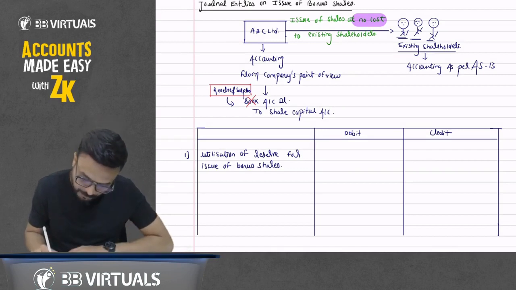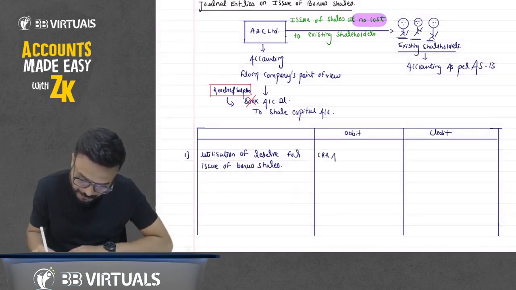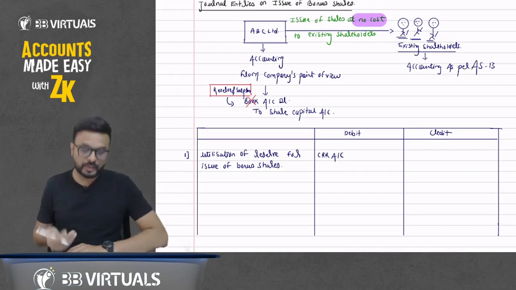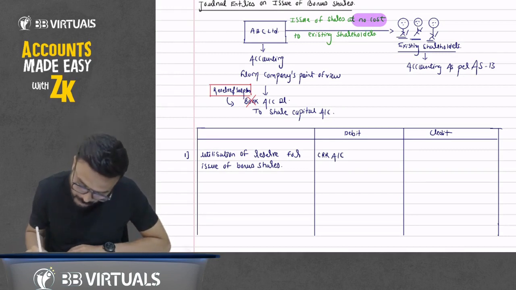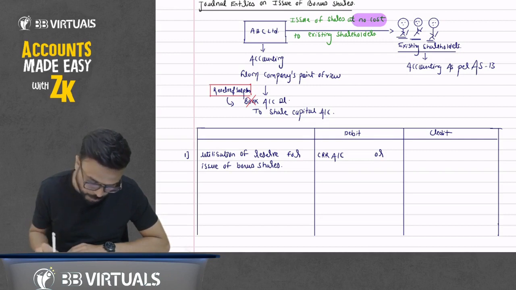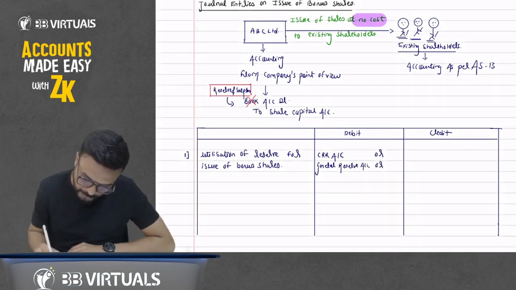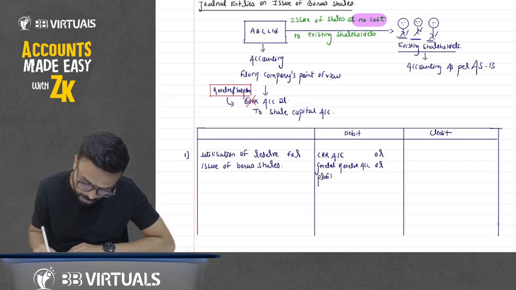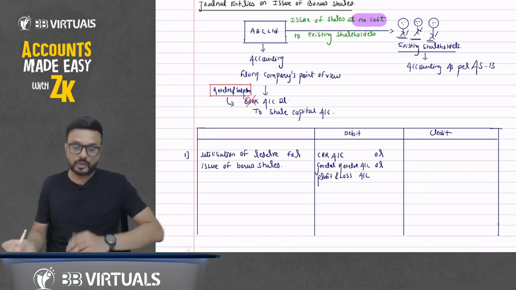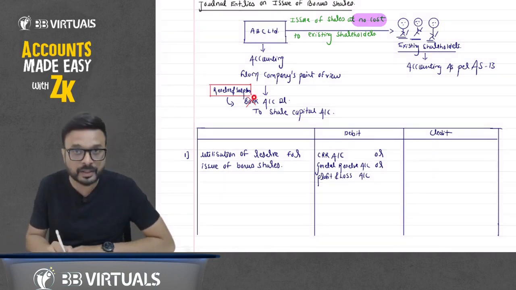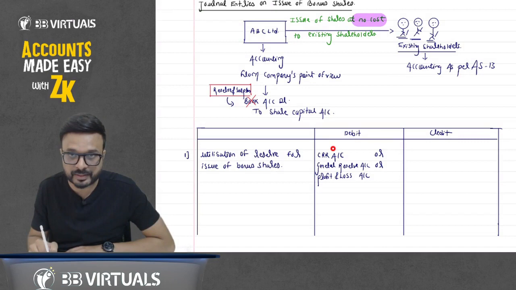So here, what is CRR account? Capital Redemption Reserve Account. So you can debit to CRR account, or you can debit to General Reserve Account, or you can debit the surplus balance of profit and loss account. So you have debited to these reserve and surplus. You can utilize CRR, general reserve or P&L account.